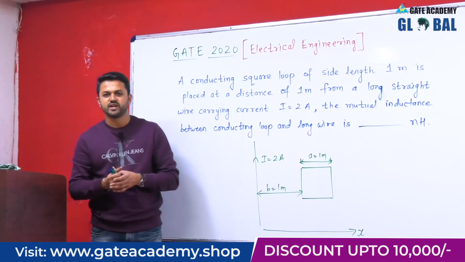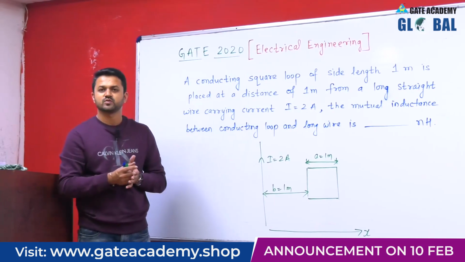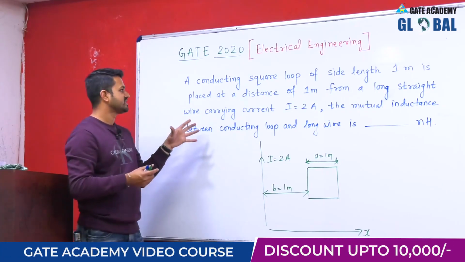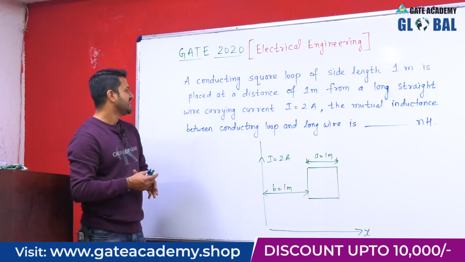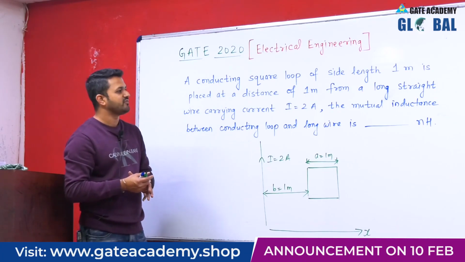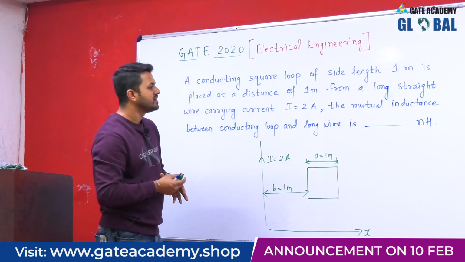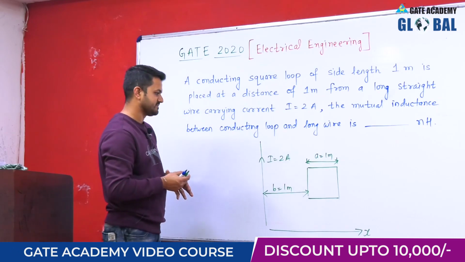So GATE 2020 and the discipline electrical engineering, we have another question from the subject electromagnetics, and the question is: a conducting square loop of side length 1 meter is placed at a distance of 1 meter from a long straight wire carrying current I equal to 2 ampere. The mutual inductance between the conducting loop and the long wire is.